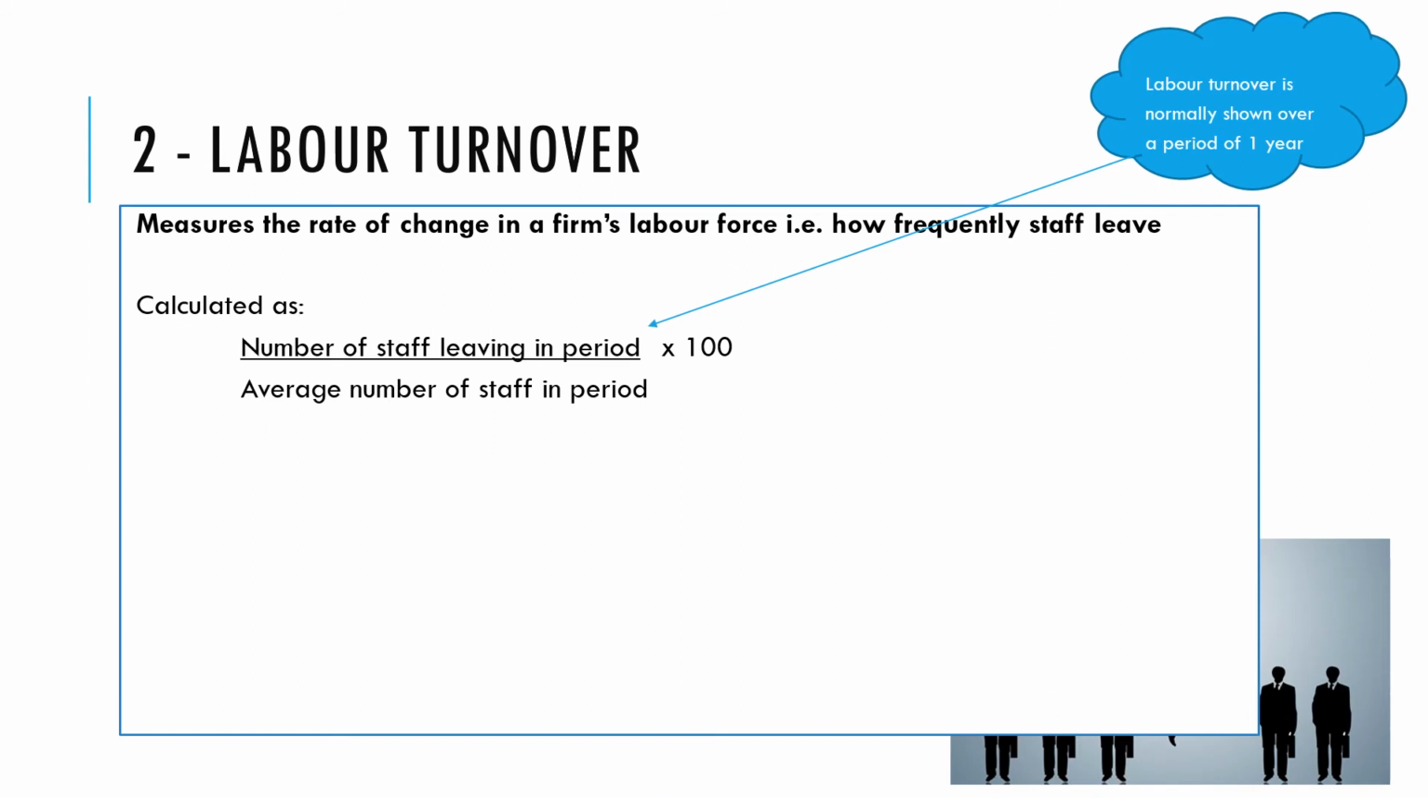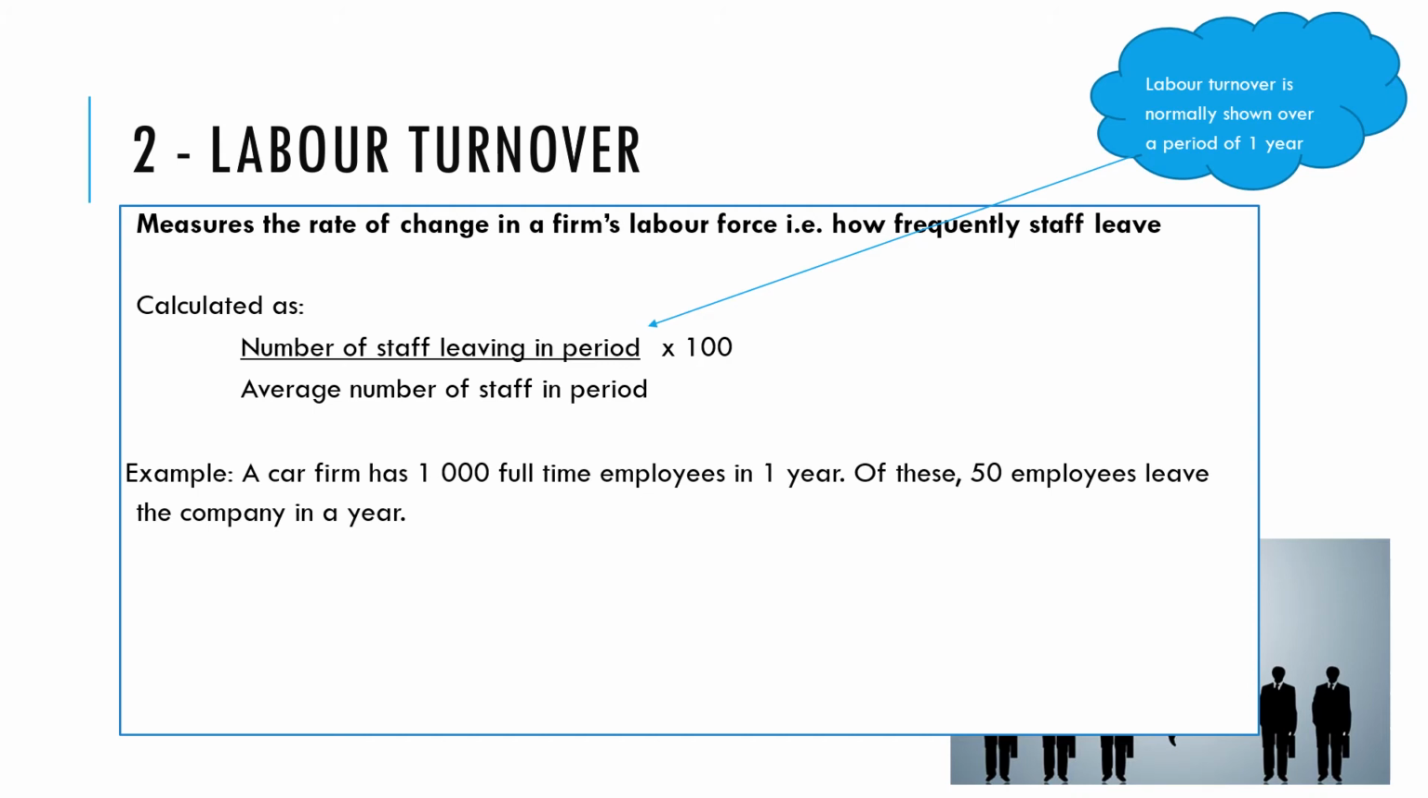And we normally show labour turnover as a percentage. We normally show that over a period of a year. So for example, a car firm has 1,000 full-time employees in a year, and during the course of the year, 50 employees leave the company. What has been the rate of labour turnover? Well, 50 people left from our company of 1,000 people, so that's a 5% rate of labour turnover. During the course of the year, 5% of the workforce have left.